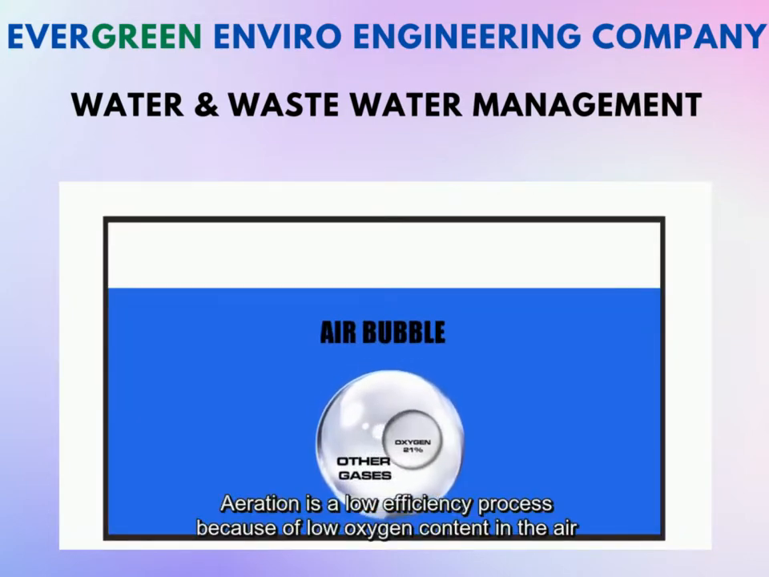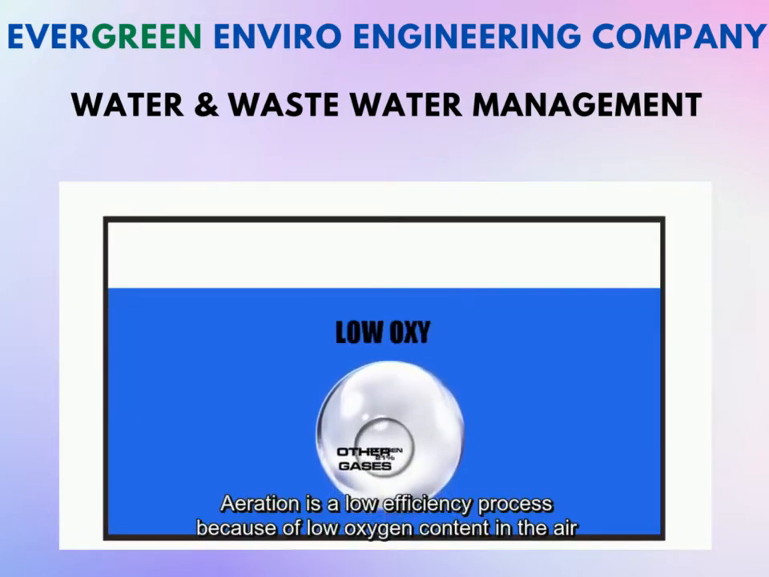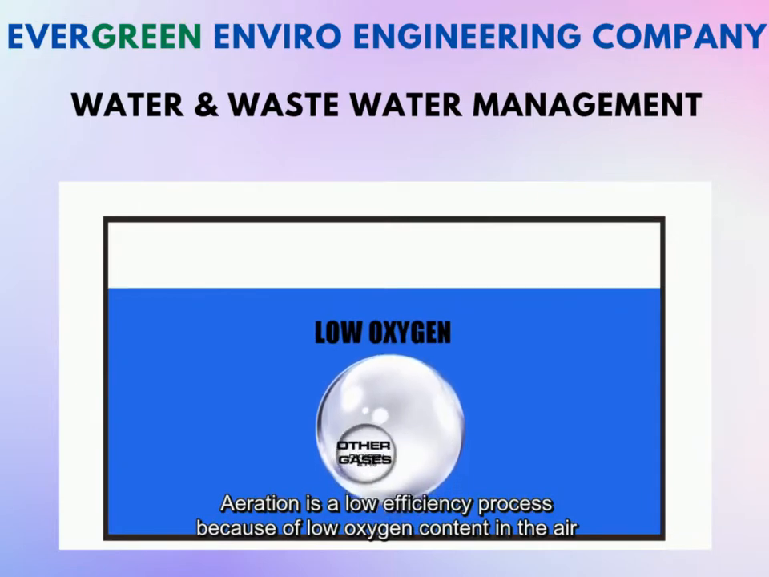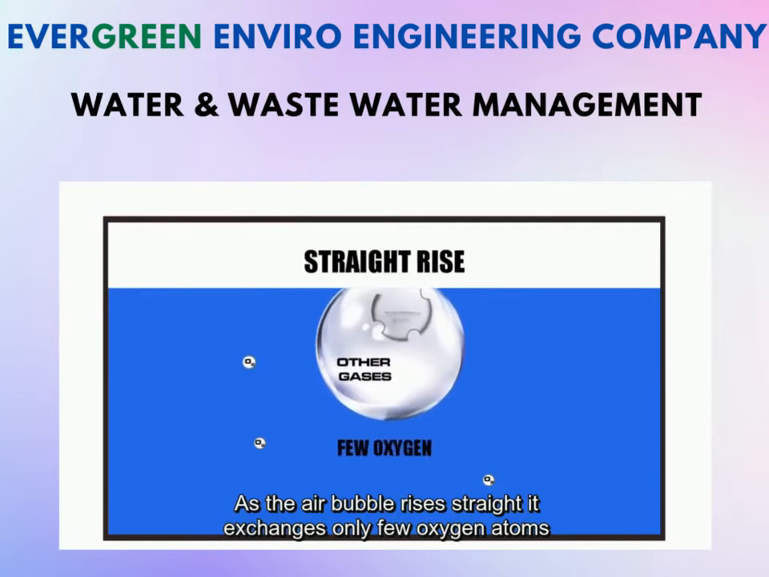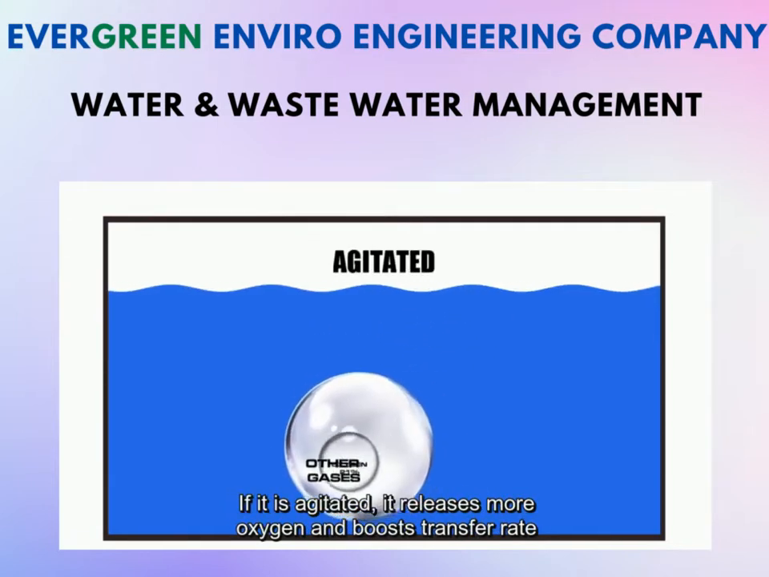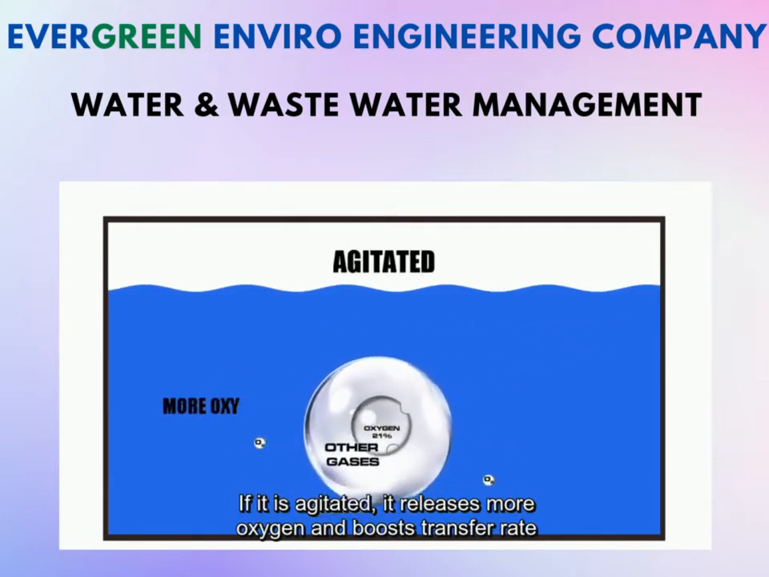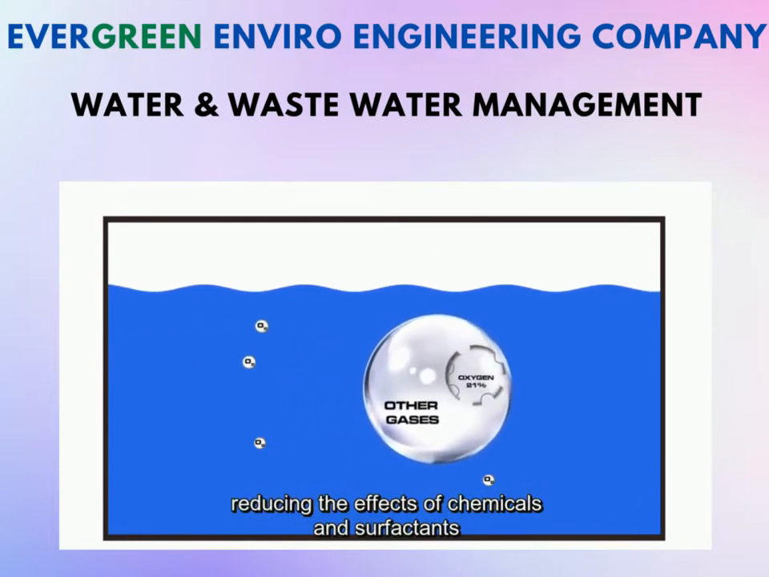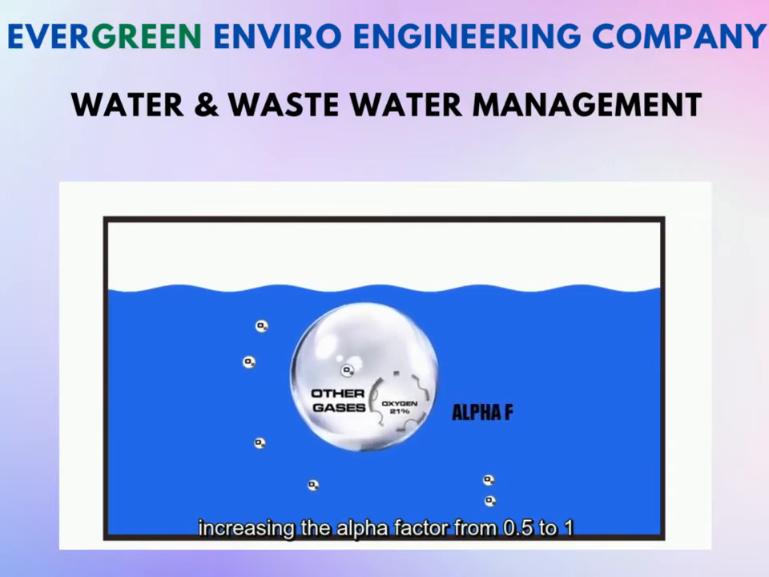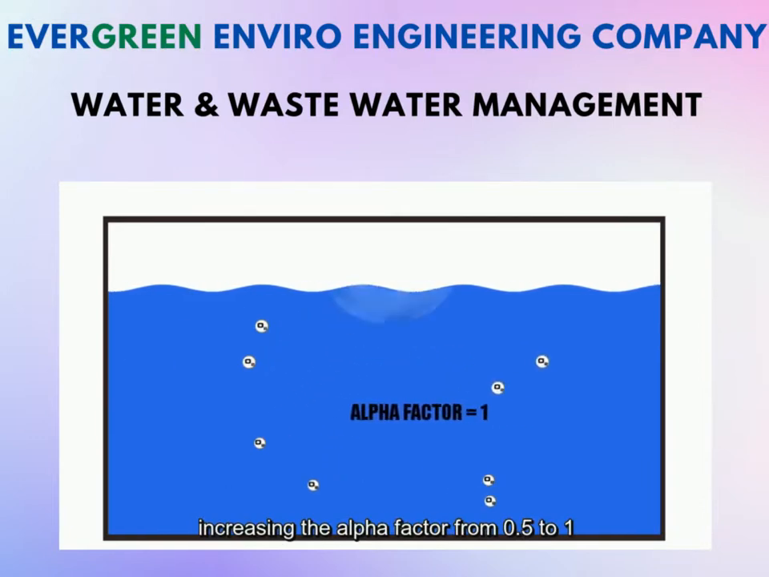Aeration is a low-efficiency process because of the low oxygen content in the air. As the air bubble rises straight, it exchanges only a few oxygen atoms. If it is agitated, it releases more oxygen and boosts the transfer rate, reducing the effects of chemicals and surfactants, increasing the alpha factor from 0.5 to 1.